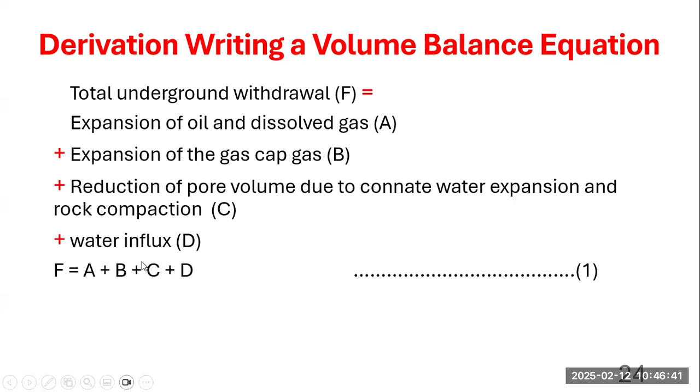Then you have your C, which is reduction of pore volume due to connate water expansion and rock compaction. That's your C. And then you have your D, which is your water influx. Your D is your water influx. So your F equals your A plus B plus C plus D. So we'll go to the next slide.